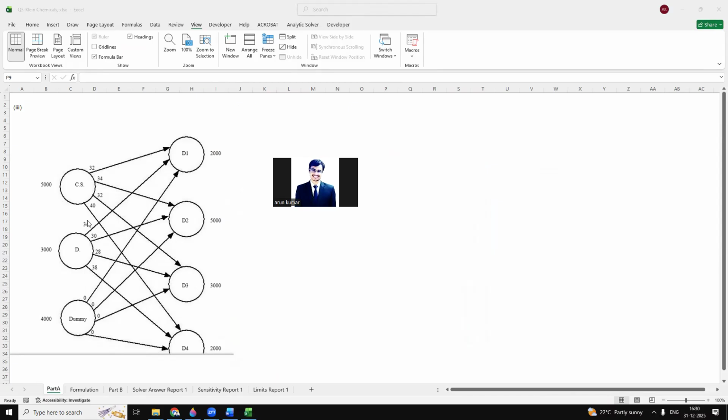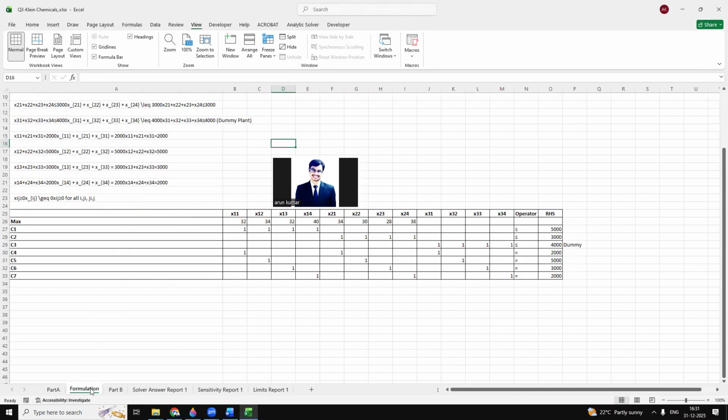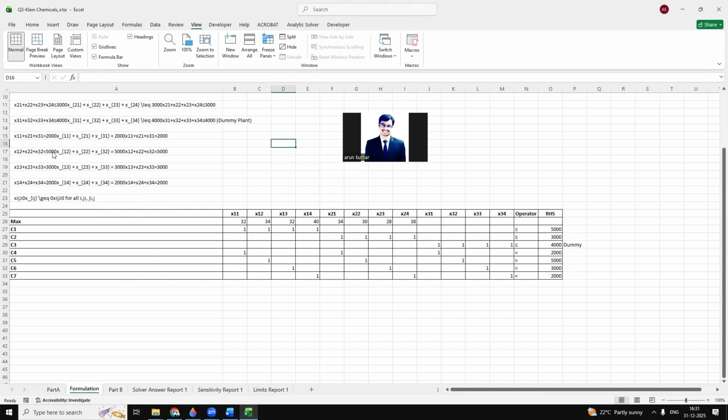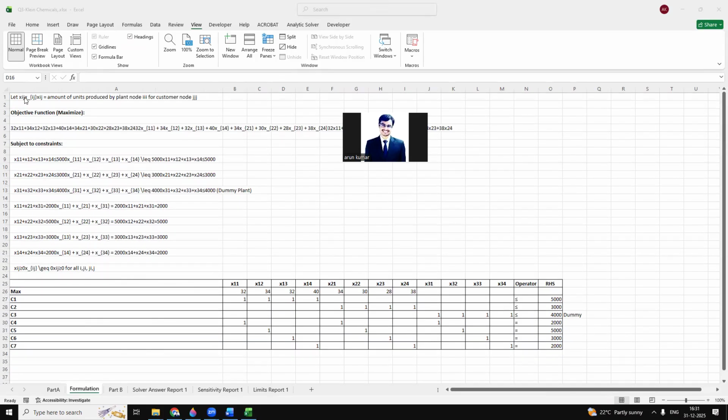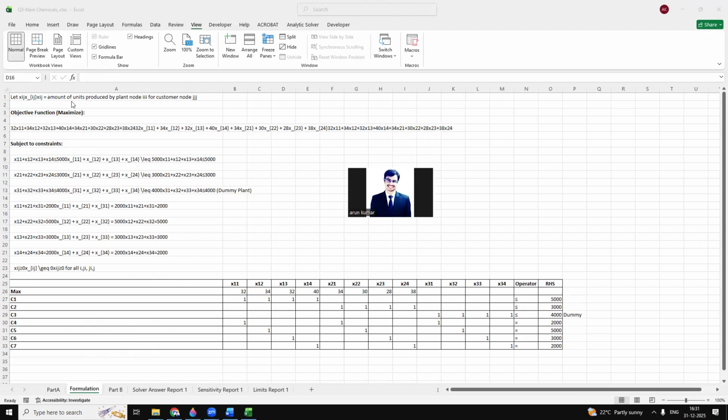This is a complete network diagram which shows all the network flows, and then this sheet provides us the formulation. So here we have used Xij, where the objective is to maximize, and Xij is the number of units produced by plant node i for customer node j. So i and j are the variables, and this one is our objective function, and the goal is to maximize.